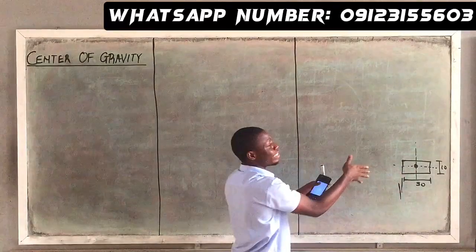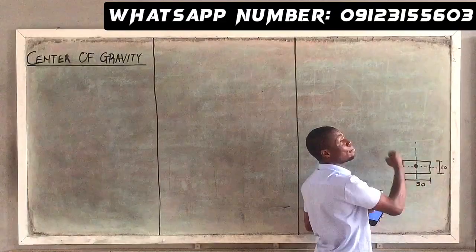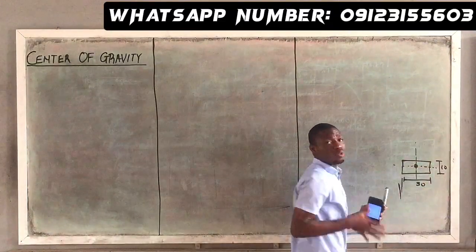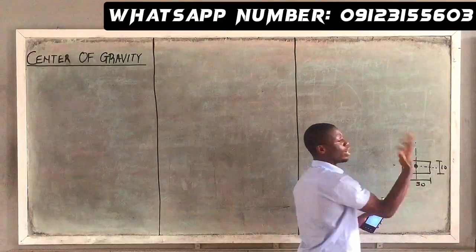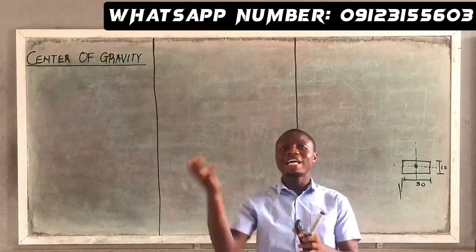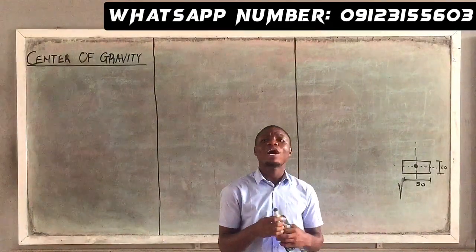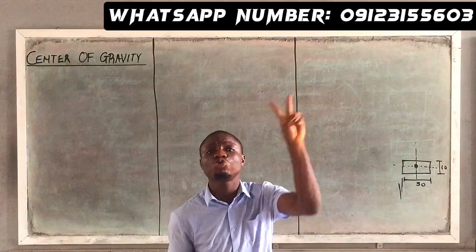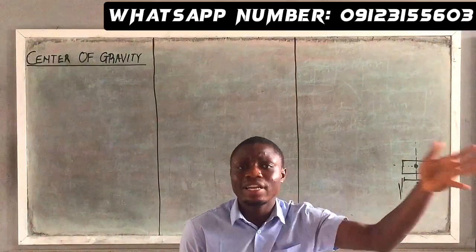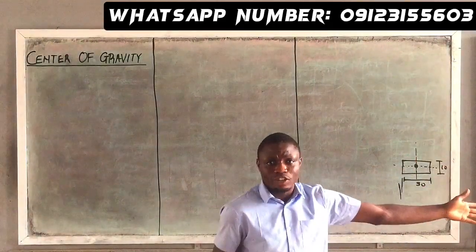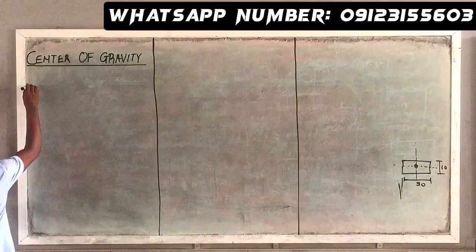So it simply means that this center is where the weight, or the mass, of this body acts. So center of gravity is a point, this point here, where the weight of the body, or the mass of the body, acts. When it comes to center of gravity, we are actually looking for two components. Component one is the x-axis component, and component 2 is the y-axis component.